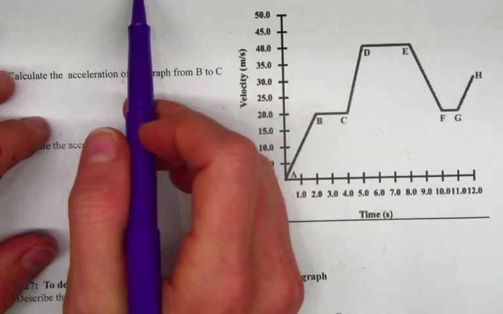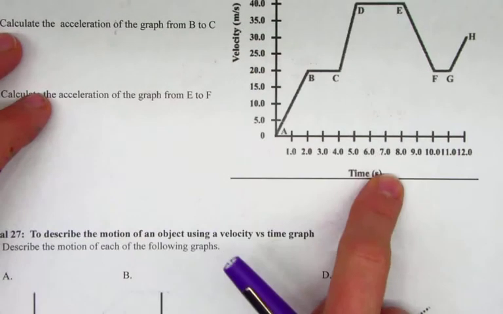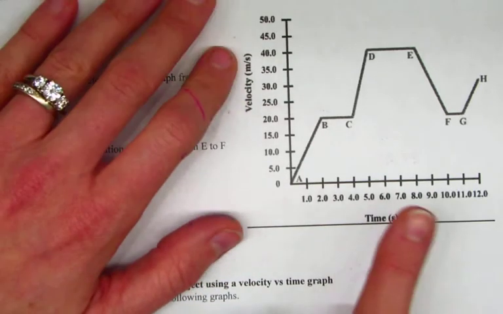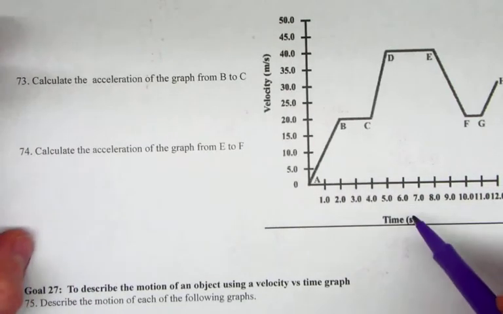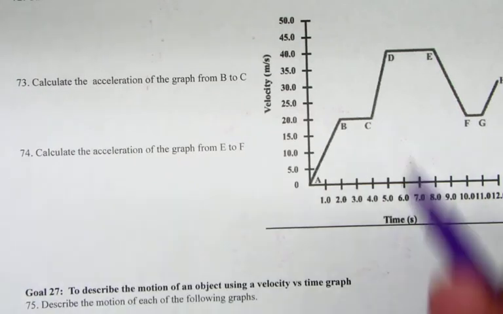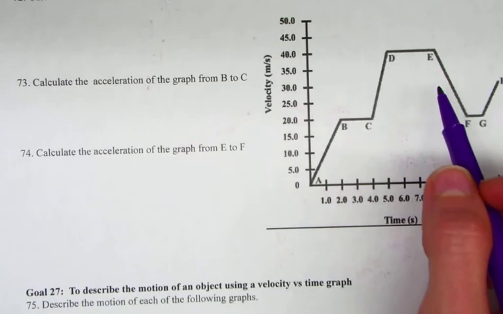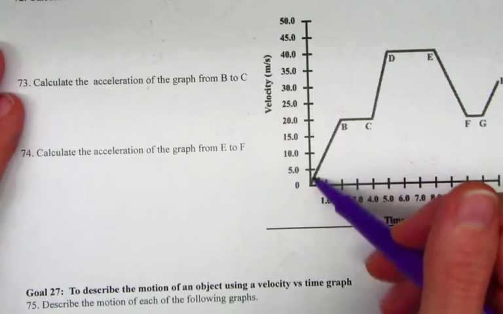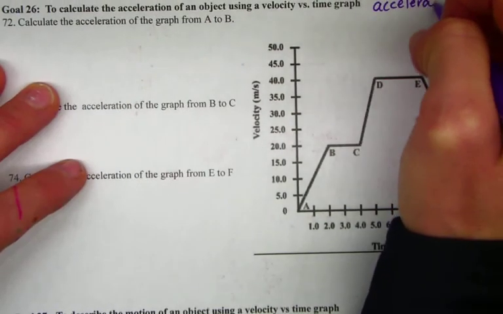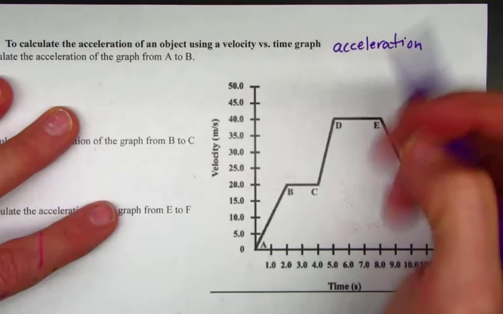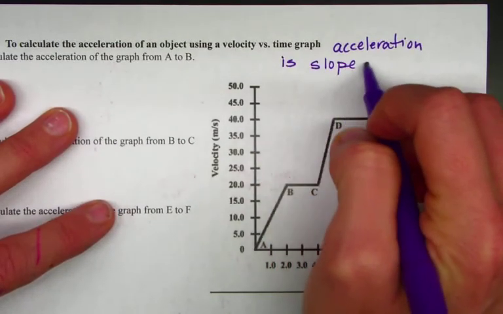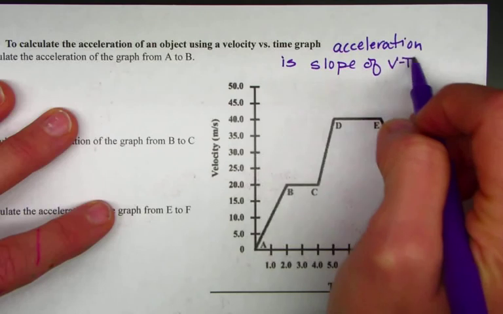Now we want to calculate the acceleration using a velocity time graph. Now you need to be careful. This is not a position time graph. This is a velocity time graph. So this is talking about the speed over a certain time. Well, that's really important because from a velocity time graph, I can get the acceleration from the slope of a velocity time graph.